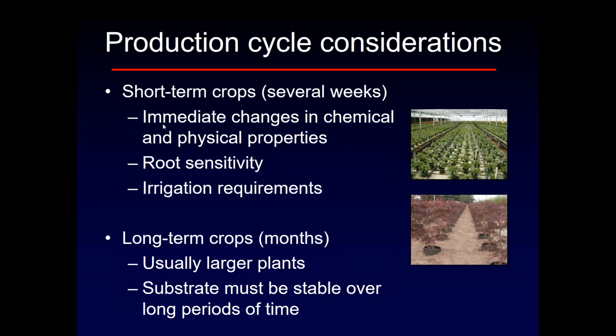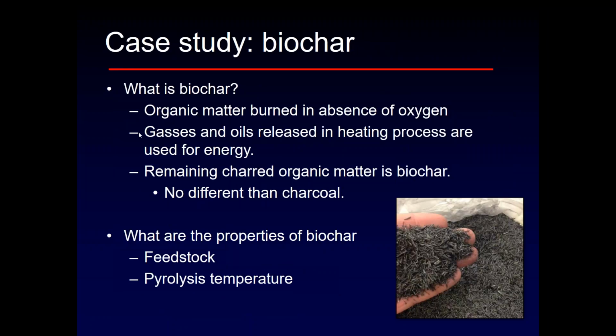Now, something very much related to that, short-term crops, which also tend to be smaller plants, you have to be really concerned about the immediate changes in the chemical and physical properties, root sensitivity, how will this change your irrigation requirements. But longer-term crops, which again tend to be larger plants or outdoor nursery crops, you have to be probably more cognizant of how the substrate will be stable over time. Will there be premature degradation of that material relative to a pine bark or something that is very stable that is typically used?